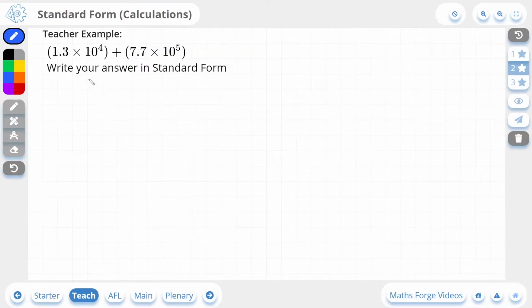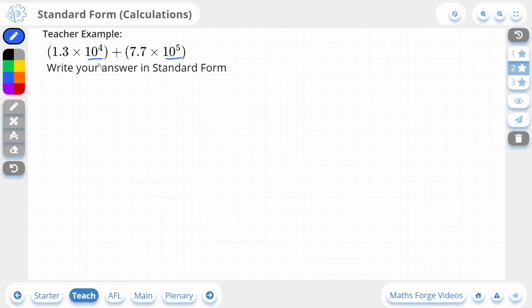Let's do a 2-star example. So here we're being asked to add two numbers in standard form. Now, how to add numbers in standard form is you first have to make sure that their powers of 10 are the same. In this case, they're not. We have 10 to the power of 4 here on the left and 10 to the power of 5 here on the right. So let's go ahead and solve this problem here first.